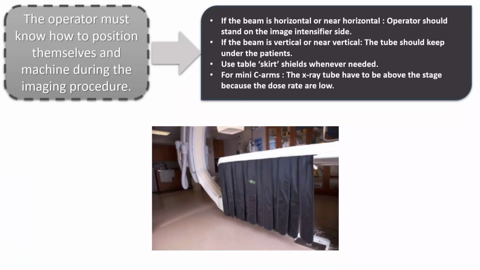The next image shows table skirt shields. Only use them whenever needed, and for mini C-arms, the X-ray tube has to be above the stage because the dose rate is low.